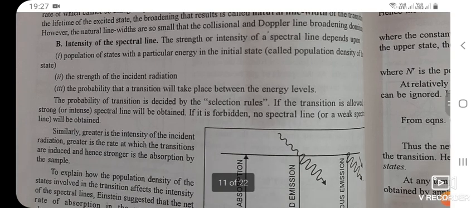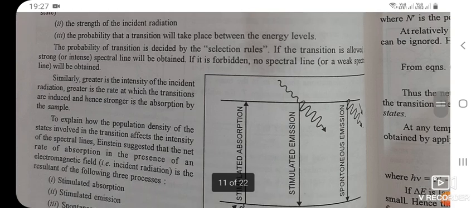The strength or intensity of a spectral line depends upon the population of states with a particular energy in the initial state, called the population density of the state, the strength of the incident radiation, and the probability that a transition will take place between the energy levels. The probability of a transition is decided by the selection rules. If the transition is allowed, strong or intense spectral lines will be obtained. If it is forbidden, no spectral line or a weak spectral line will be obtained.